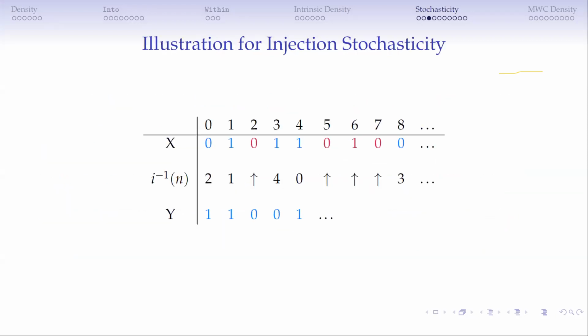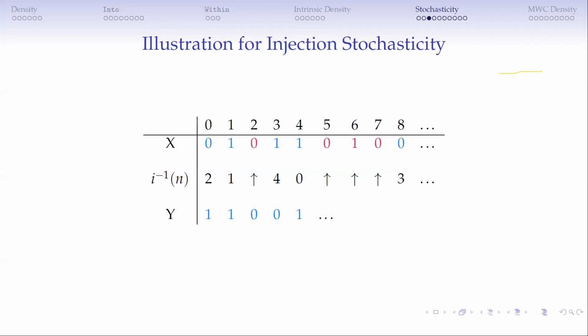So let's just see an illustration of what's going on here. We start with our sequence X on top, and that's some 0s and 1s. Then we're given some total computable injection I, and we look at I inverse of n. You see some things aren't in the range of I, so those coins we completely ignore. Things that are in the range of I got sent there by some number in the domain. They're equal to I of n for some n.